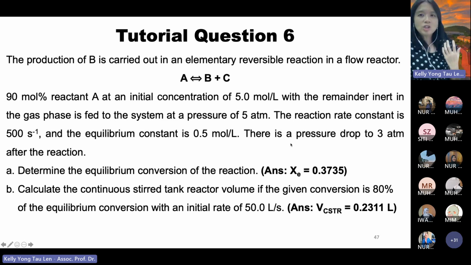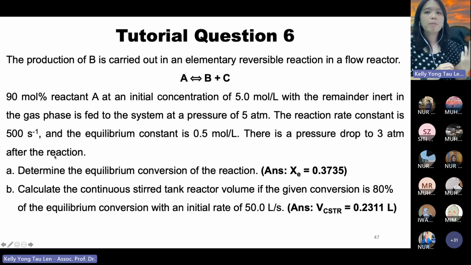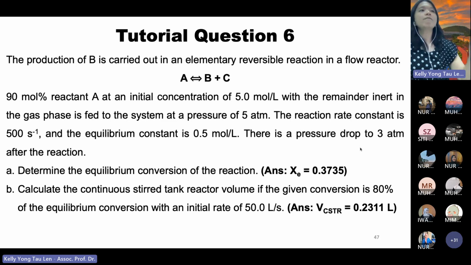There is a pressure drop to 3 atm after the reaction. So sekarang ni lagi mencabar dari gas phase, ada pula pressure drop. So berapa pressure drop dia? Asal P0 is 5, tapi selepas tindak balas, P dia adalah 3. So dia kata pressure drop to 3 atm. So maksudnya P0 is 5, my P is 3 atm.